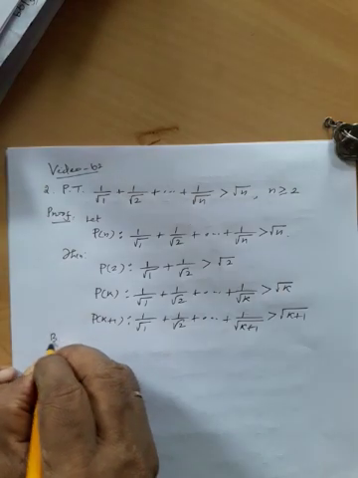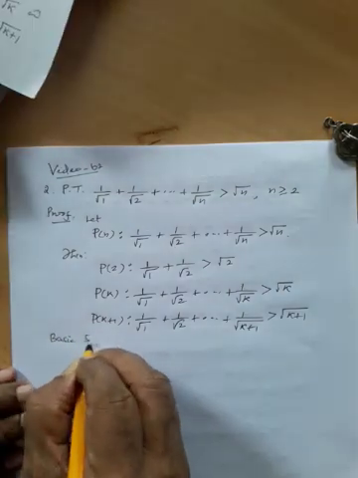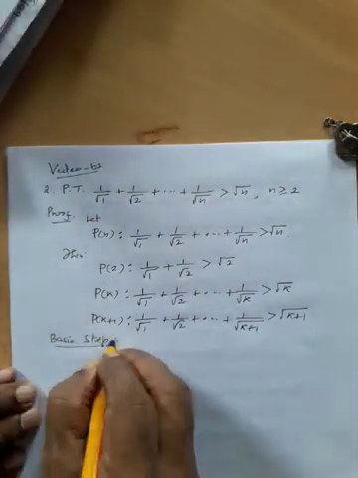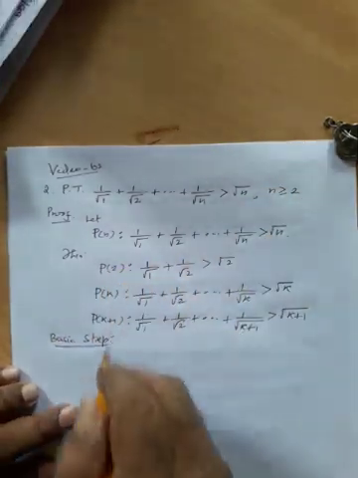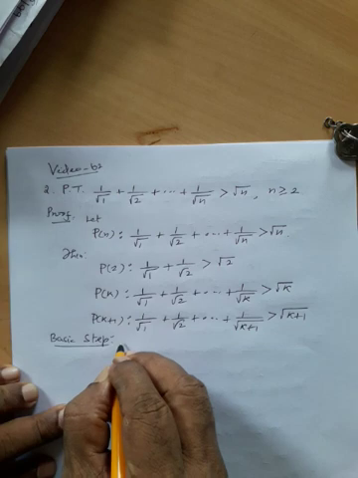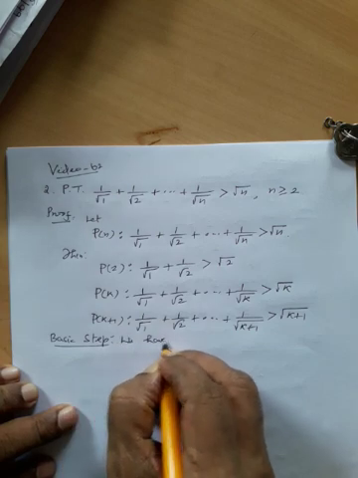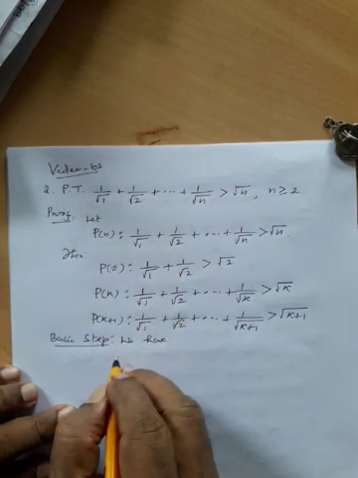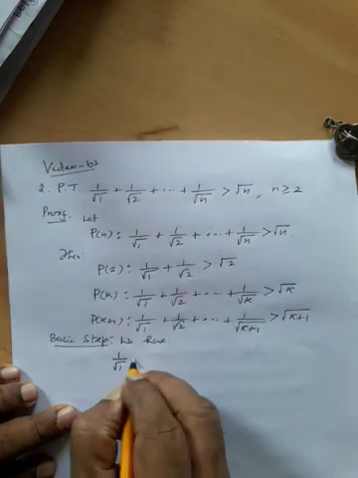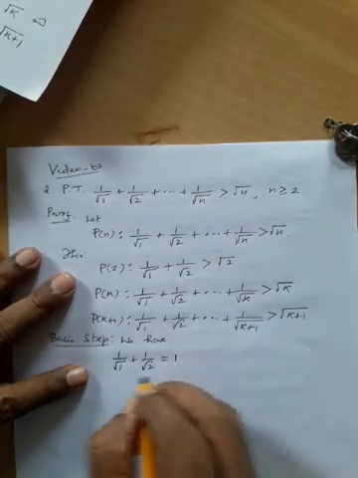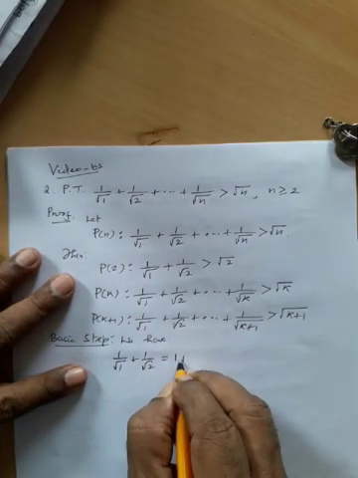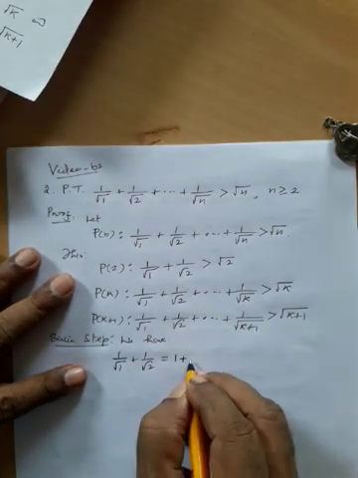Now we go to the basis step. We need to prove P(2) is true, since n is greater than or equal to 2. For P(2), the left side of the inequality is 1/√1 + 1/√2, which is equal to 1 + 1/√2, since root 1 is 1.